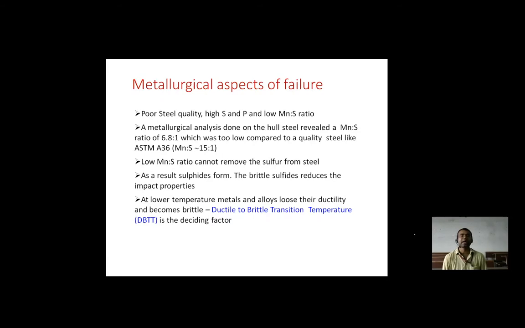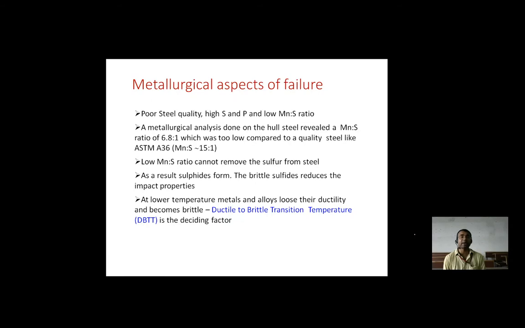A metallurgical analysis done on the hull steel revealed a magnesium silicon ratio of 6:8:1, which was too low compared to a quality steel like ASTM A36. So that was another metallurgical aspect which led to the failure of that particular material. And why did it matter? Because the Titanic sank.